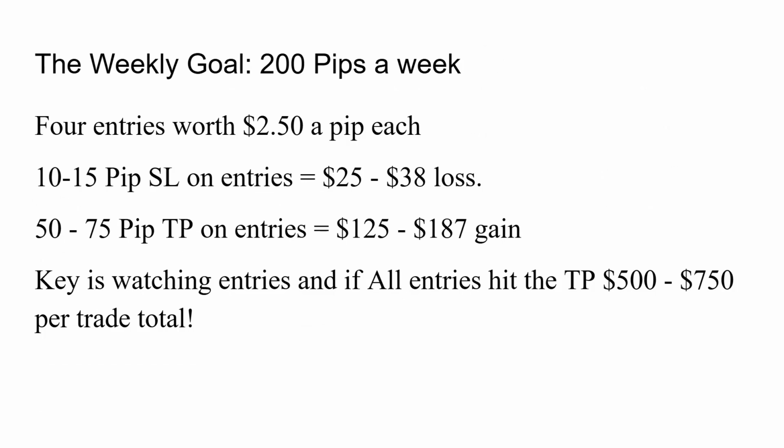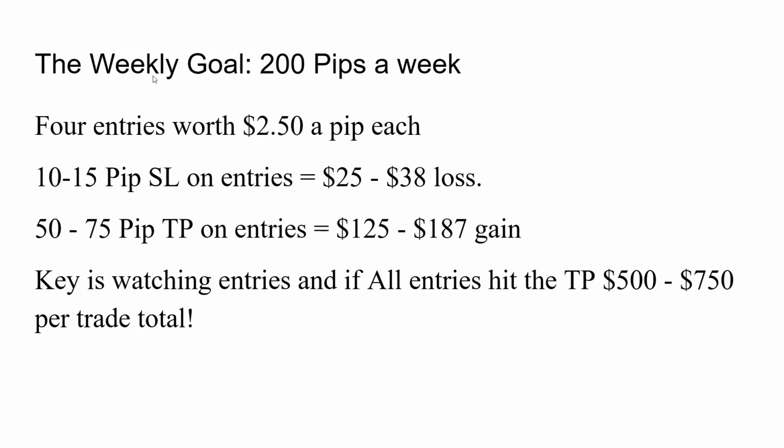At the same time, a 50 pip gain would be $125, and a 75 pip take profit would be a $187 gain. So that's the ballpark of what you'd be looking at. But the key is to watch your entries. And if all your entries hit the take profit, that's going to be between $500 and $750 per trade total.